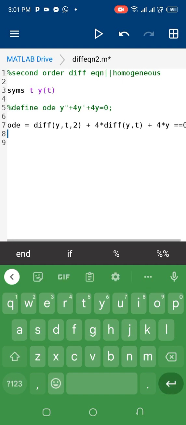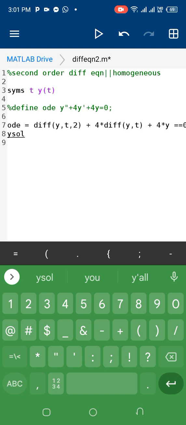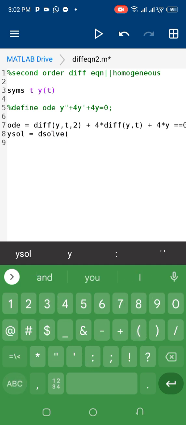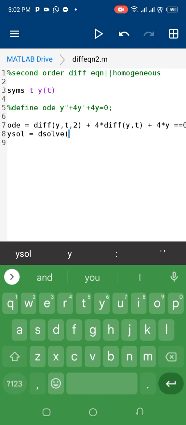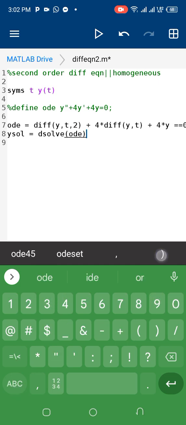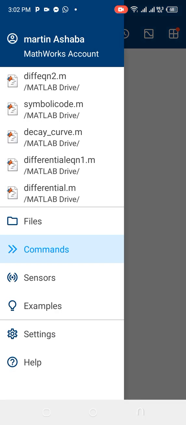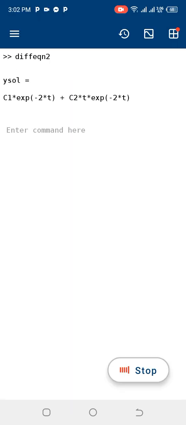So we are proceeding, and we are going to say the solution ySol is going to be equal to dsolve, because the available solver to return a symbolic solution of an ordinary differential equation is dsolve, and our ordinary differential equation is ODE, so dsolve of ODE. Let's first clear our command window, then we go back and run this. So it produces the solution equal to C1 times exponential of negative 2t plus C2 times t times exponential of negative 2t. So this is our general symbolic solution of the ordinary differential equation.